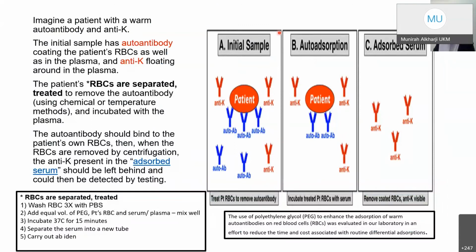Okay, now I'll explain using the diagram. Imagine this patient has a warm autoantibody and also anti-Jk, low anti-Jk. So the autoantibody is attached on the red cell, while the plasma has the free-floating low anti-Jk.